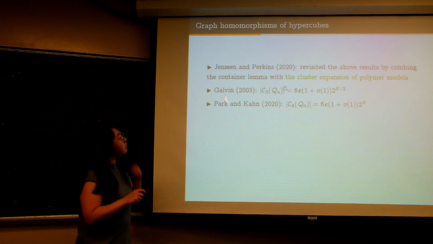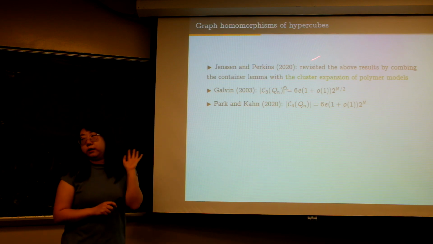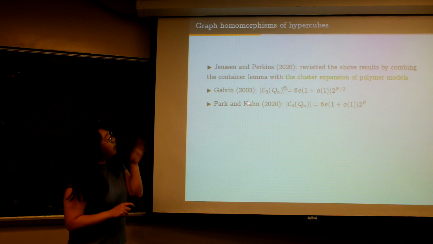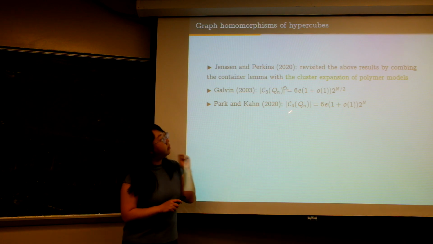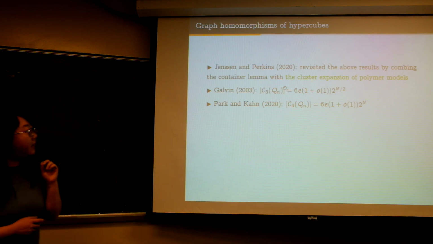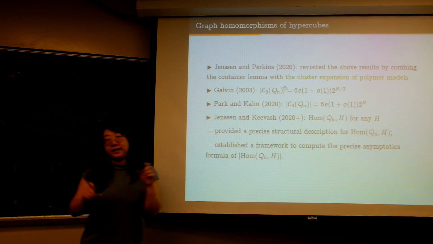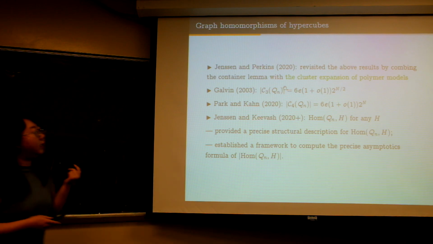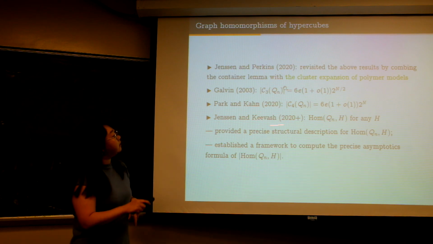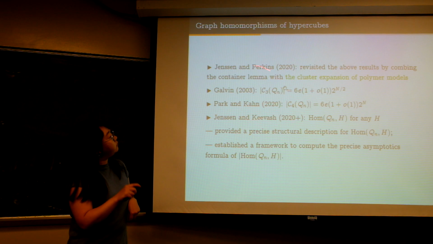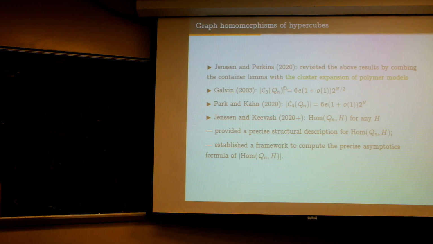So the first result on coloring was given by Galvin in 2003, where he determined the number of proper 3-colorings. But then, after 17 years, Park and Kang finally gave the number of proper 4-colorings. Very surprisingly, soon after, Jenssen and Keevash studied the set of homomorphisms for all H. I think this paper was a lot influenced by that paper, because with the cluster expansion, they are able to do a more complicated study.